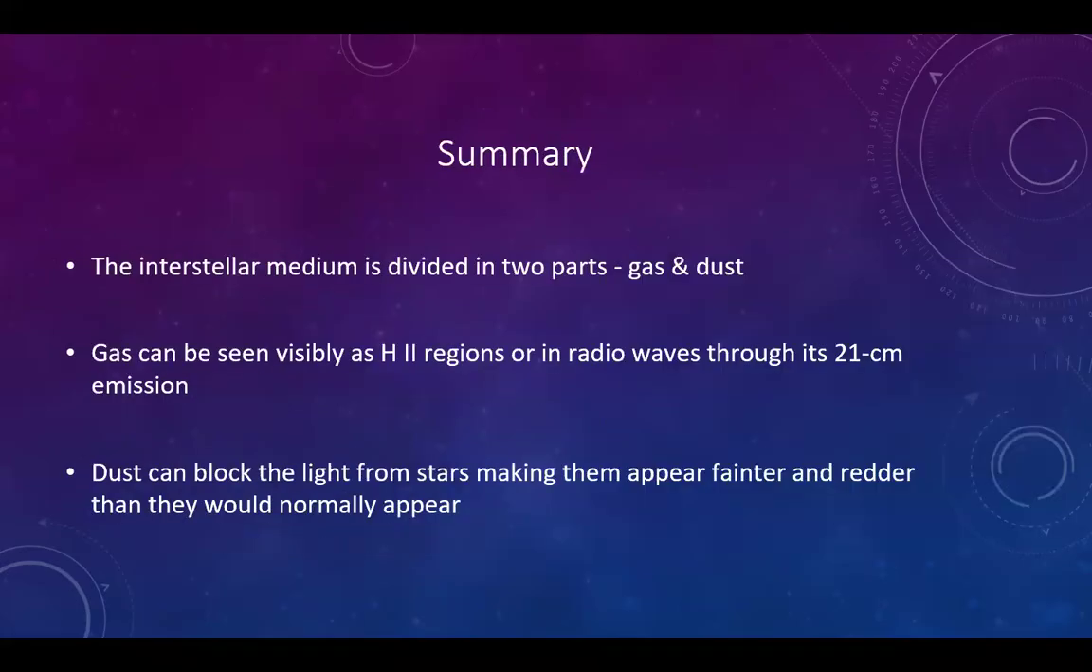The interstellar medium is divided into two parts, gas and dust. Gas can be seen visibly as H II regions or in radio waves with the 21 centimeter emission. And dust can block the light from stars, making them appear fainter and redder than they would normally appear.